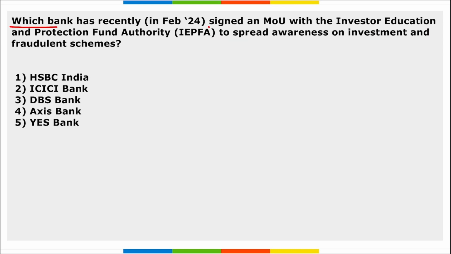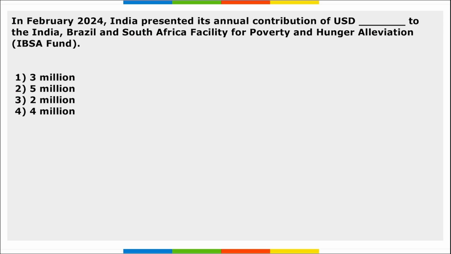Next, which bank has recently signed an MOU with Investor Education and Protection Fund Authority to spread awareness on investment and fraudulent schemes? It is DBS Bank. Correct? Next, in Feb, India presented its annual contribution of how much amount to India, Brazil and South Africa Facility for Poverty and Hunger Alleviation, that is IBSA fund.